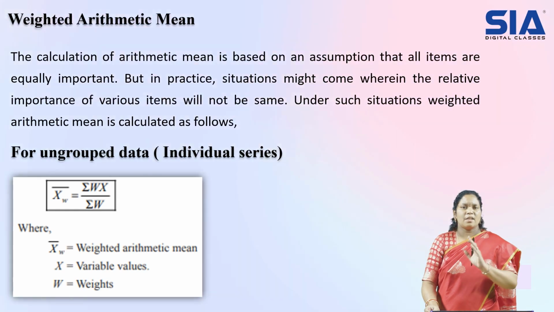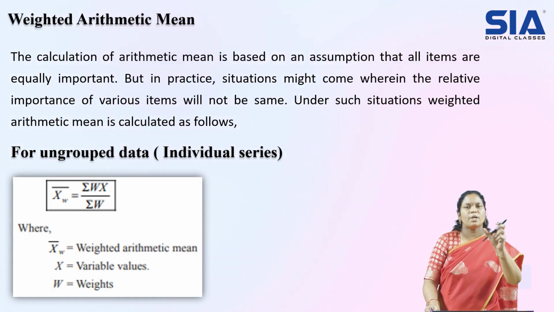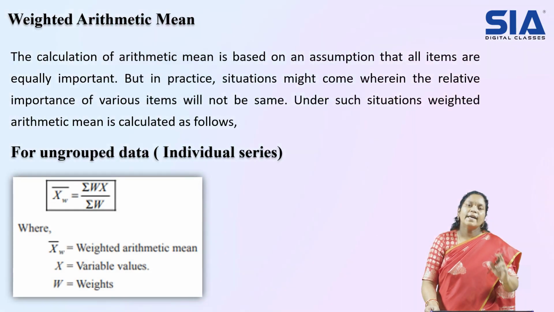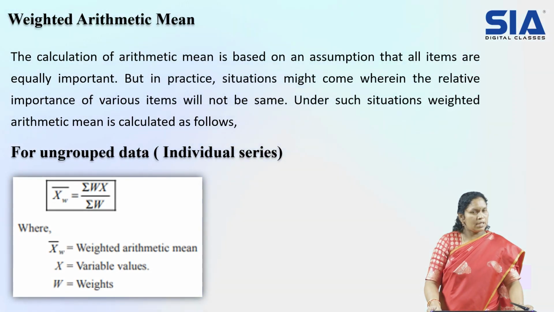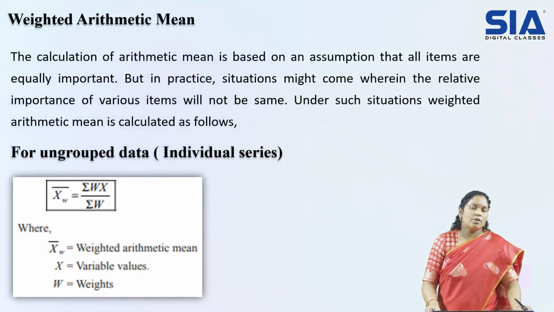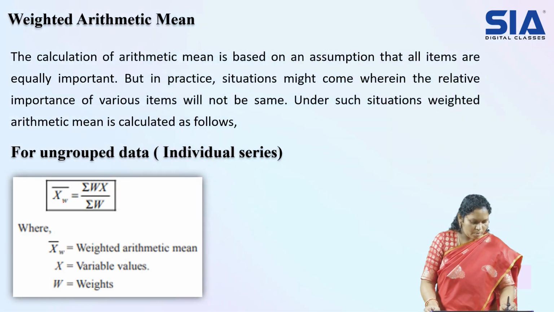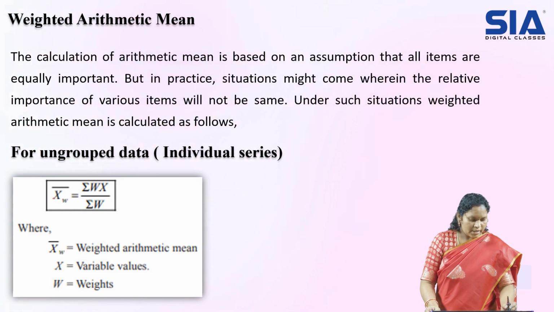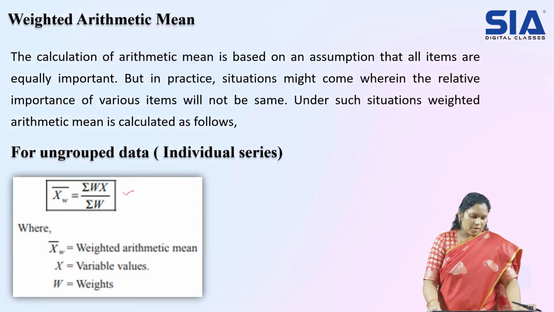So for such data, where some data has more importance and some has less importance, we go for the weighted arithmetic mean. We still calculate the mean, but based on the data, we give weightage to it. Now let us check the formula. x bar is the regular notation. For that, they have included w so that we know it is a weighted arithmetic mean. So x w bar is equal to summation wx by summation w, which becomes the formula for the weighted arithmetic mean.